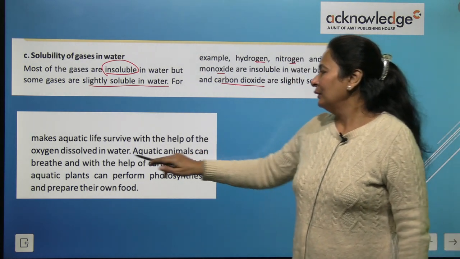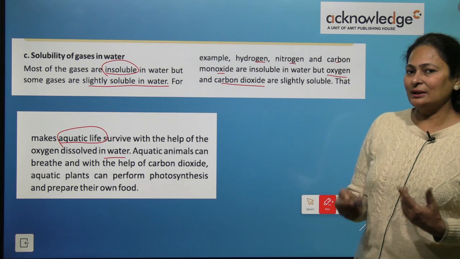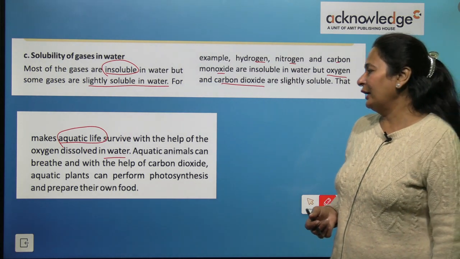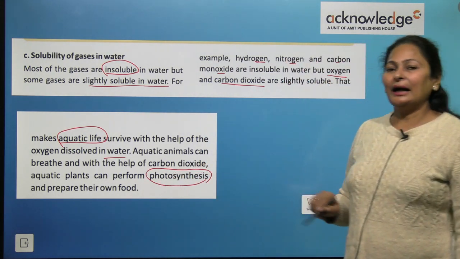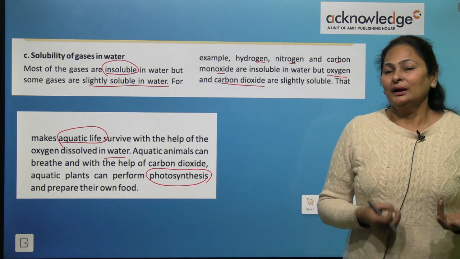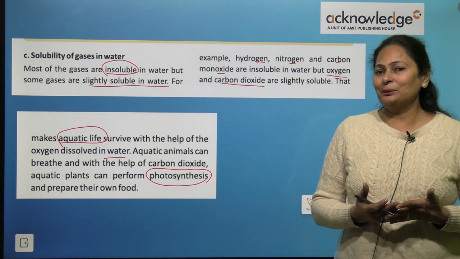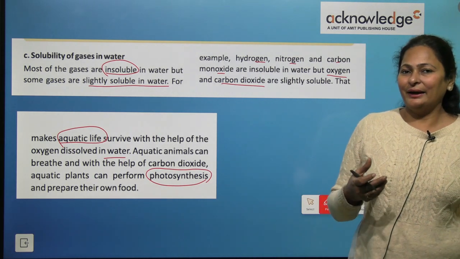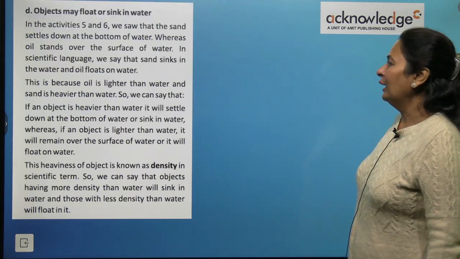So they survive with the help of the oxygen dissolved in water. This is helpful for aquatic life because oxygen is dissolving in the water. Aquatic animals can breathe with the help of the dissolved oxygen. Aquatic plants can perform photosynthesis too, because we have studied that plants also grow in water, right? They are also preparing their food, so they are also doing photosynthesis. We know that this process happens in all the plants, right? For photosynthesis, they need carbon dioxide and they release oxygen, right? So carbon dioxide is again slightly dissolved in water.